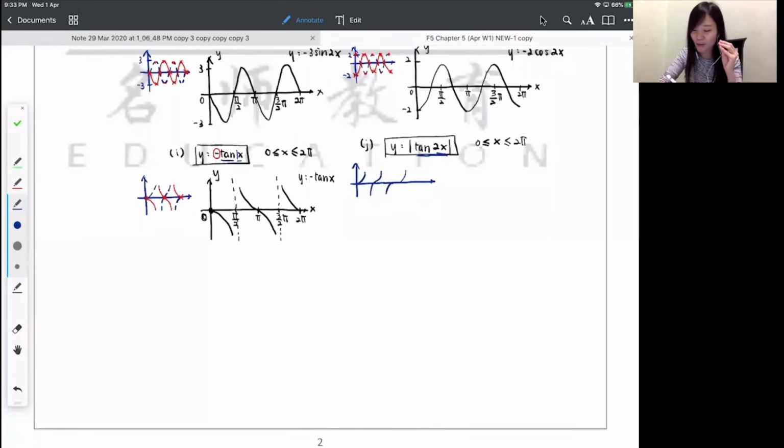Hello, my dear. Just now when you drew a sine graph, you drew 1 sine graph. When you drew the second one, didn't you continue drawing it, correct? So now you also continue to draw it. So this one is 1, isn't this one 2? That's tangent 2x.